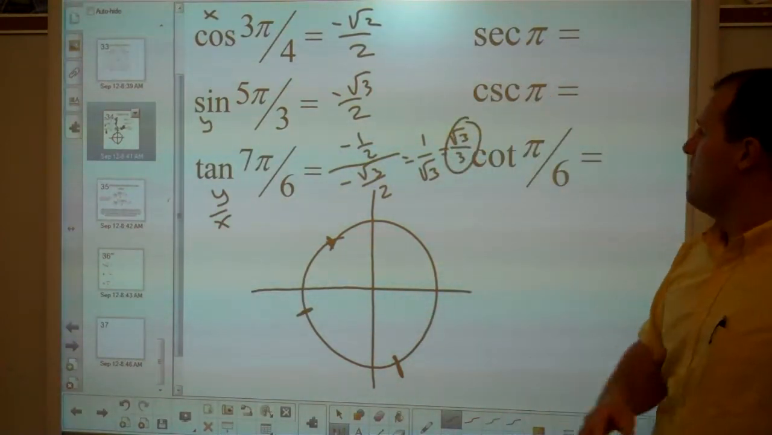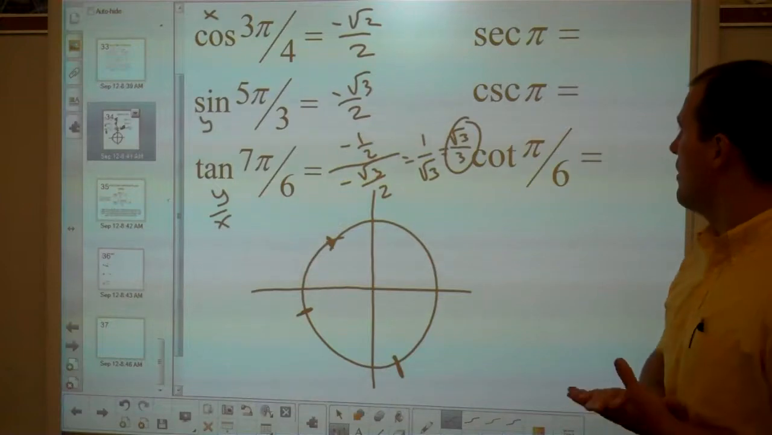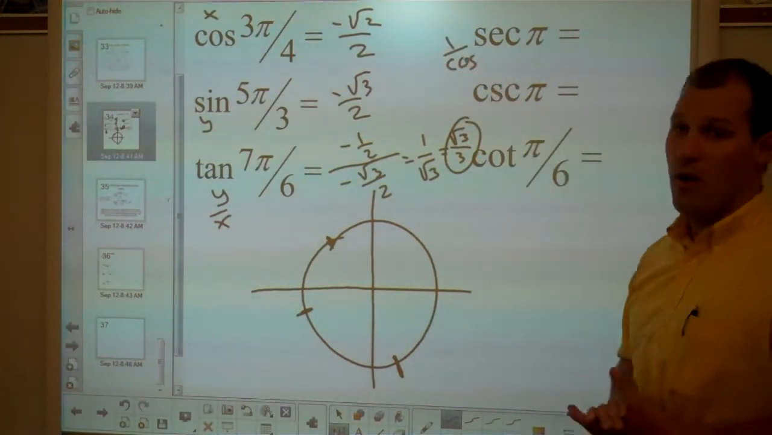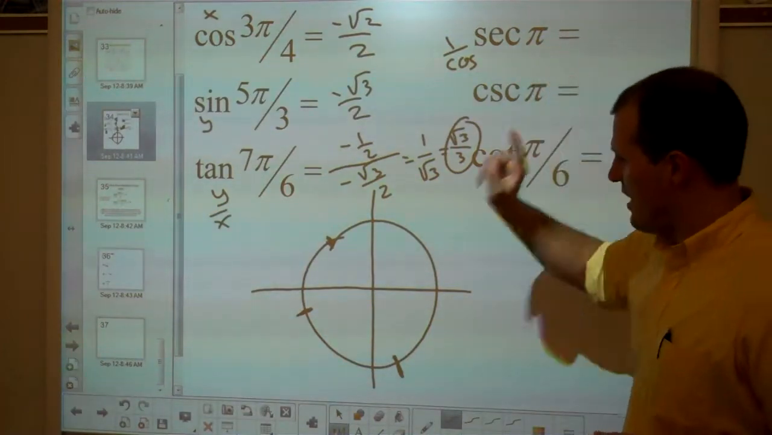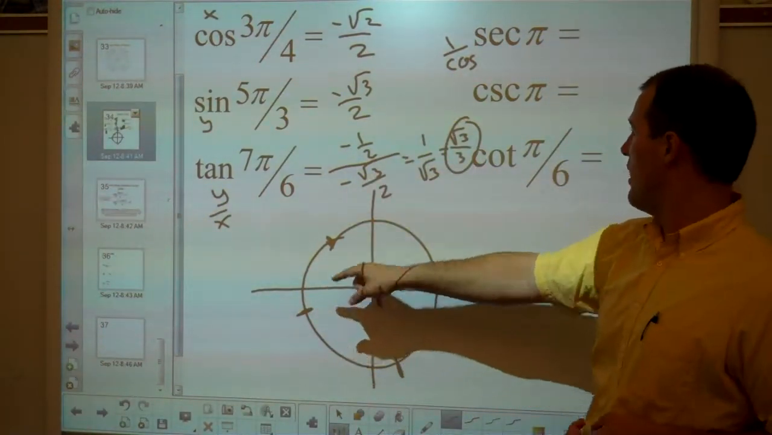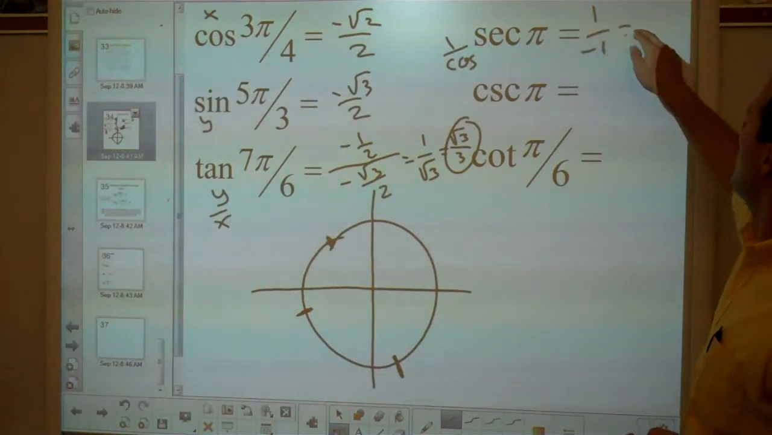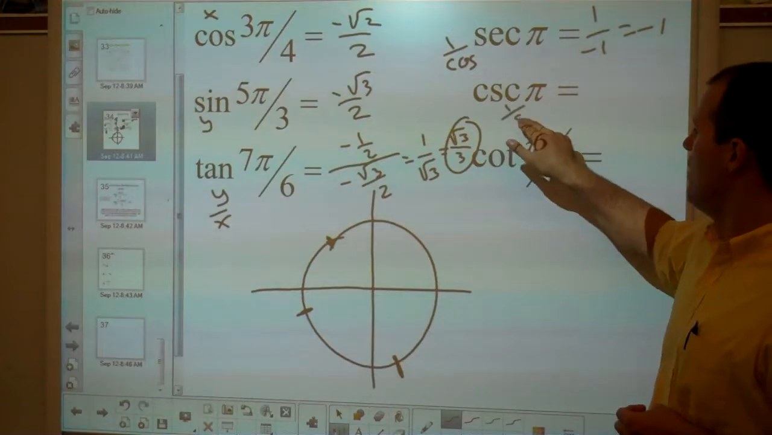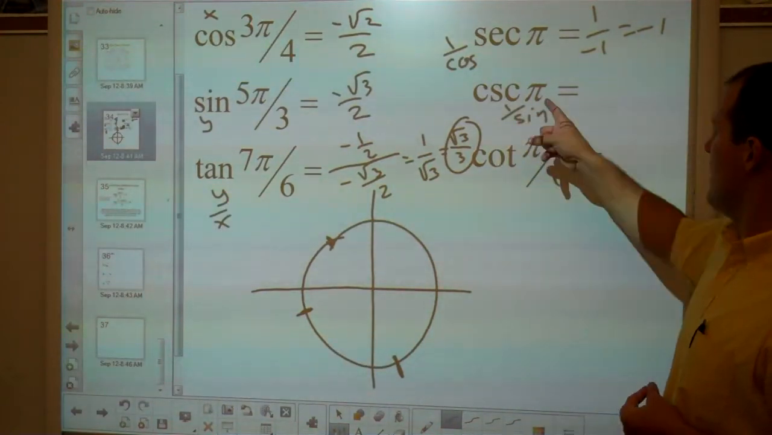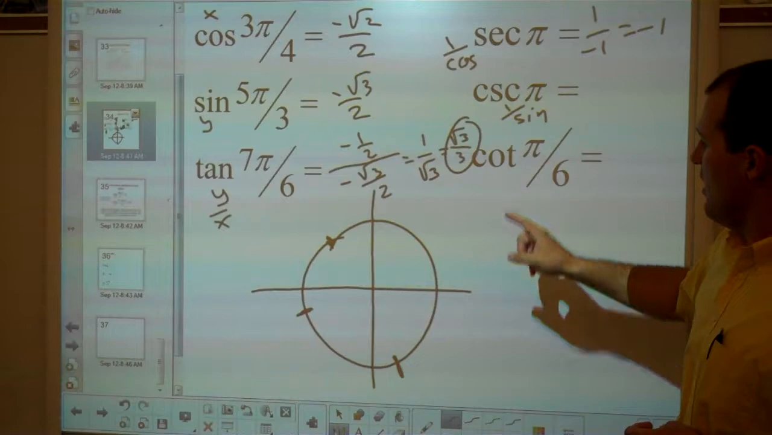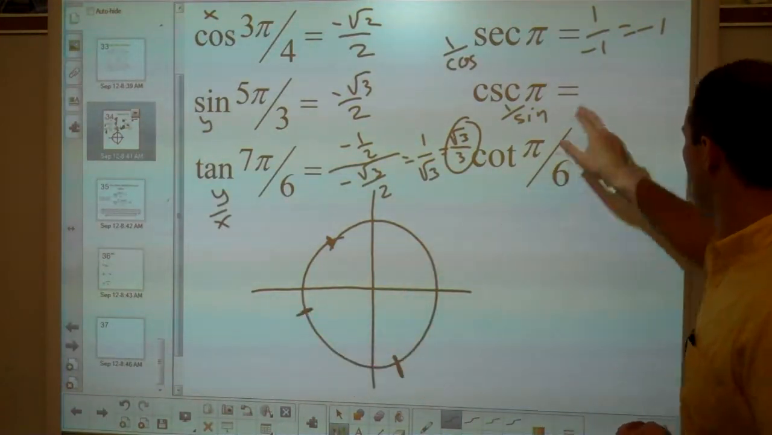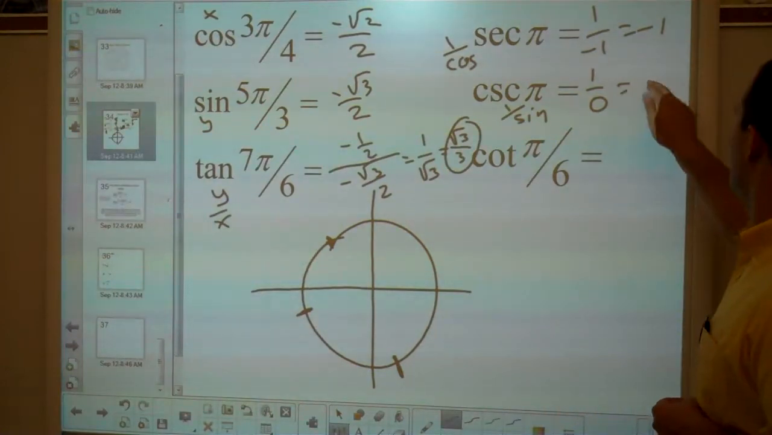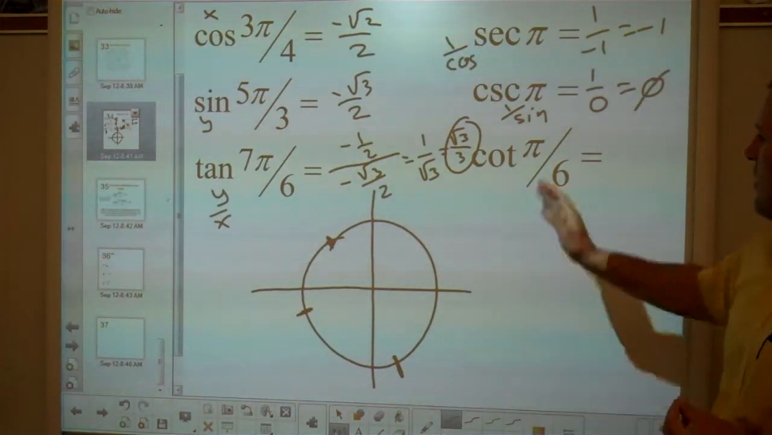Okay. Continuing up here, we're going to go ahead and hit all the main trig functions. So secant, please remember that secant is 1 over cosine, or 1 over an x value. Pi, that's over here, and our cosine value there is negative 1. So we get 1 over negative 1, which is just negative 1. Cosecant, remember that that's 1 over sine, and so we're doing that at the same location. 1 over sine, the sine value over here is 0, so when we get 1 over 0, that is not defined. And I'm going to put an empty set there for it.